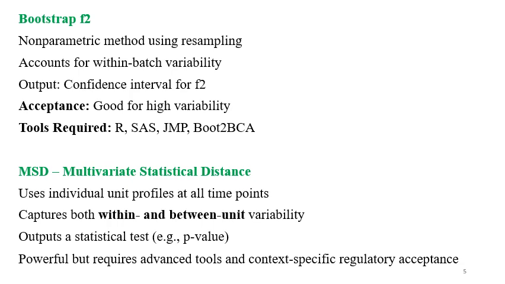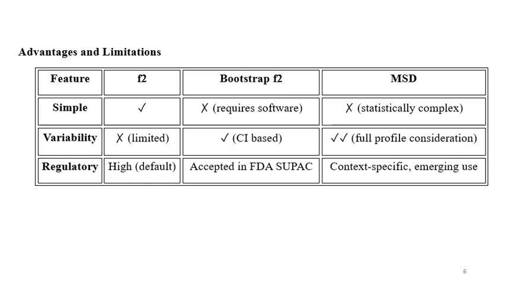Then multivariate statistical distance, it uses the individual unit profiles at all time points. It captures both within and between unit variability, and outputs a statistical test, that is a p value. It is powerful, but it requires some advanced tools and context specific regulatory acceptance is there. If the F2 similarity or Bootstrap F2 is not working for the dissolution profiles, then you can go for the MSD.